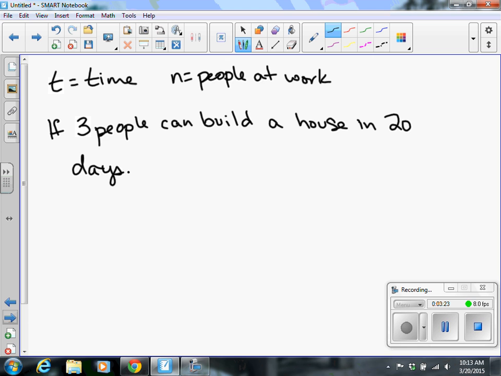how long will it take 8 people? Okay, so we've got 3 different numbers. These are the numbers I'm going to underline.